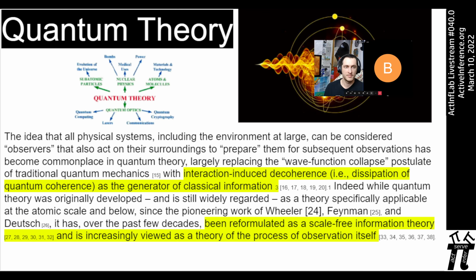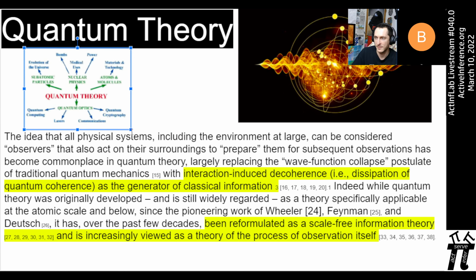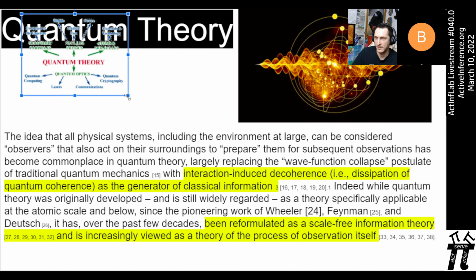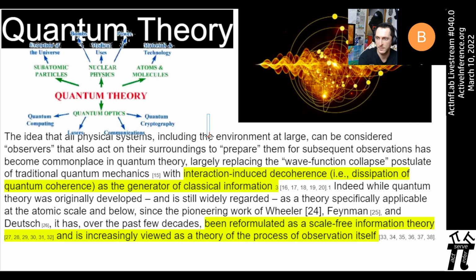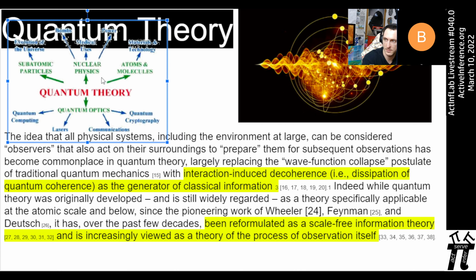So what is quantum theory? This is cool, just some pictures, and it's connected to many, many different fields. So there's a cool kind of concept map of where quantum theory intersects. But the quantum theory here is the idea that all physical systems, including the environment, can be considered observers that act on their surroundings to prepare them for subsequent observations. That's become common in quantum theory, replacing the wave function collapse postulate of traditional quantum mechanics with interaction-induced decoherence, which is like the dissipation of quantum coherence. This is like the thing that generates classical information.